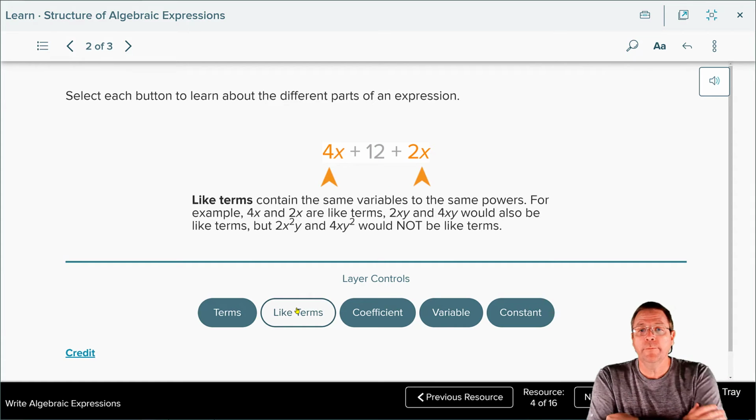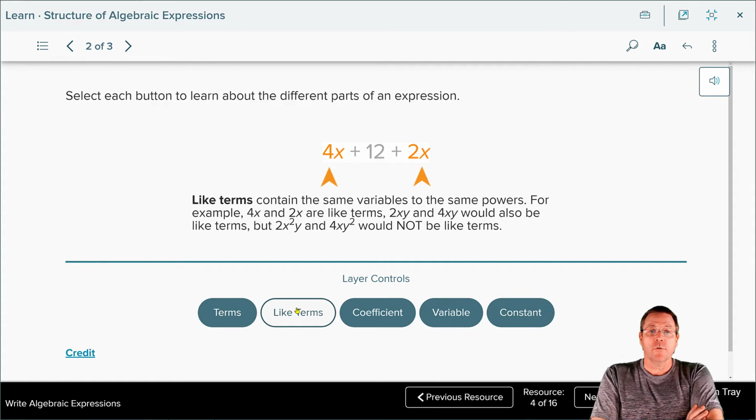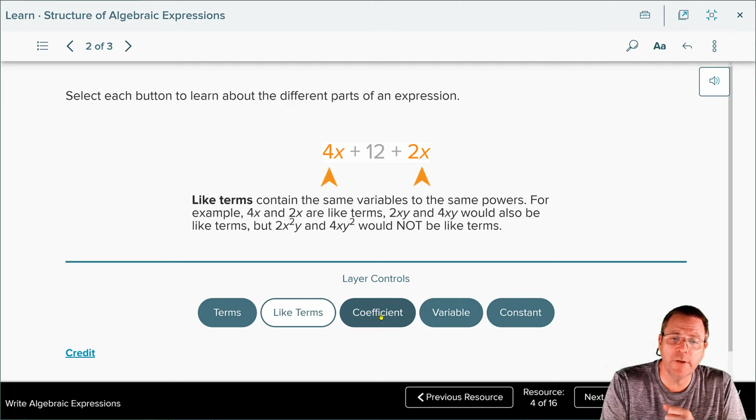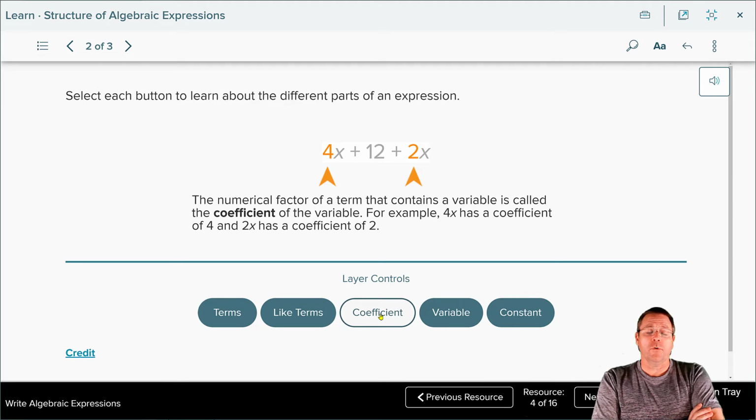Like terms are going to be that. The 4x and the 2x are like terms because they contain the same variables to the same power. They both contain an x to the first power, and of course we don't see the 1 for the x there, but they both contain an x to the first power. The coefficient, that's going to be the 4 and the 2.